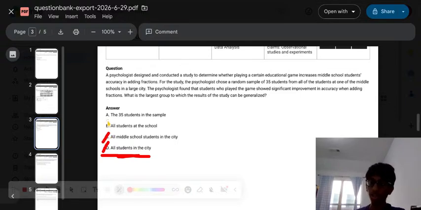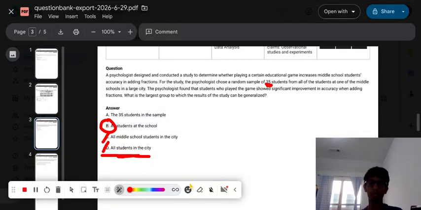However, it can be generalized to all students in the school, because we are selecting a sample of 35 random students from all grades in that one school. So the 35 is just a sample from the students in the school. So it can be generalized to all students in the middle school. Okay, moving on to the next question.